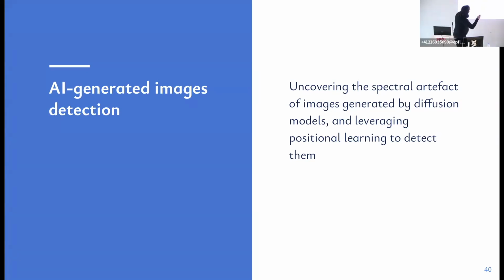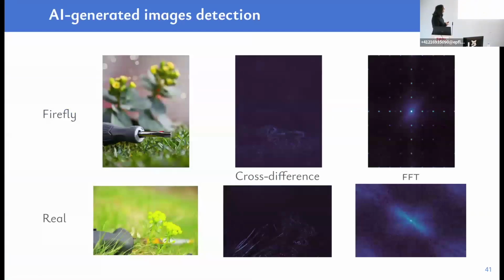So instead, what we're doing is to rely on spectral artifacts in the images. And this is actually a quite unexpected application of positional learning. Very unexpected, because this kind of problem did not exist at all when it was discovered.